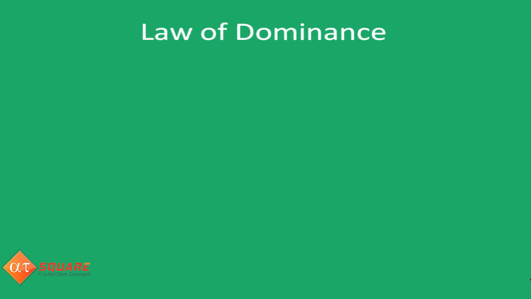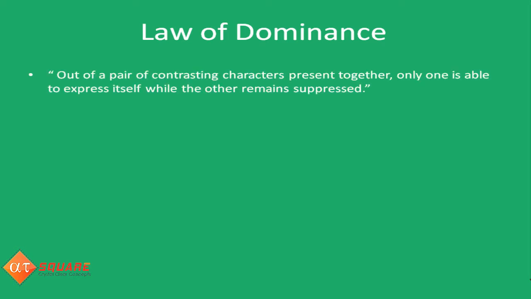The first law is the law of dominance. The law of dominance states that out of a pair of contrasting characters present together, only one is able to express itself while the other remains suppressed. Let us understand this principle with the help of a monohybrid cross experiment.